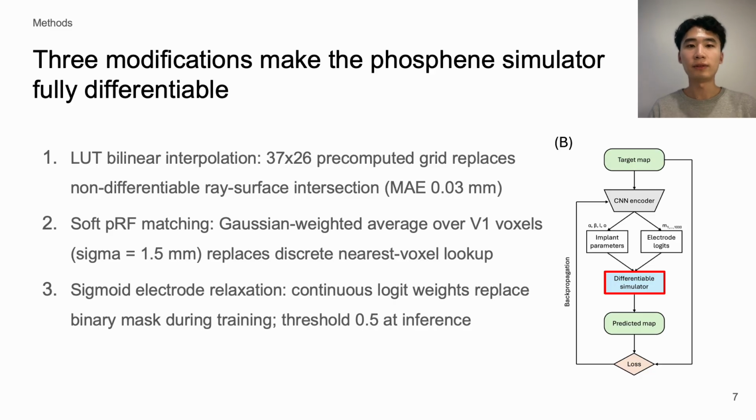Second, soft receptive field matching. Instead of a discrete nearest voxel lookup, we use a Gaussian weighted average over V1 voxels. And third, electrode relaxation. During training, we replaced the hard binary mask with continuous sigmoid weights, and at inference we threshold at 0.5. Together, these three changes make the simulator fully differentiable.